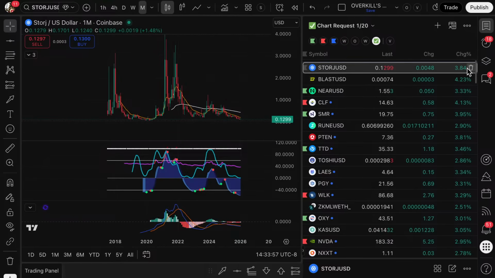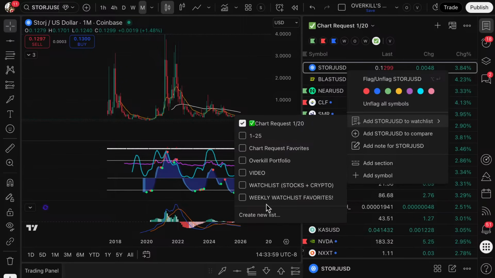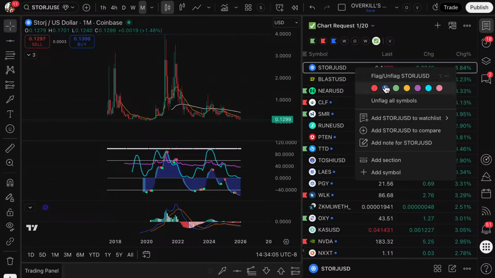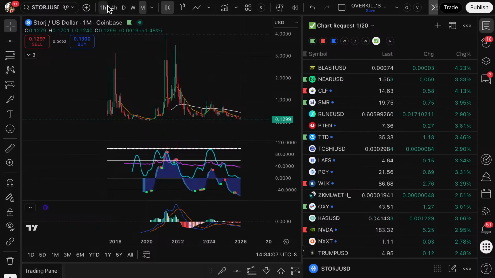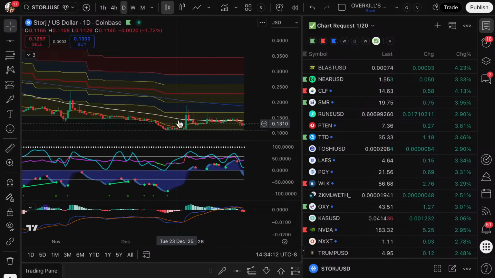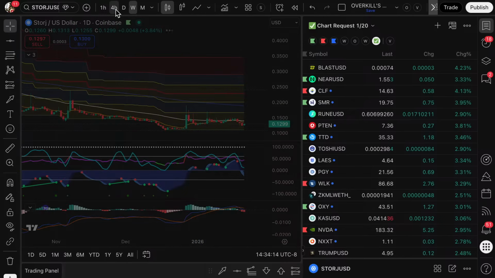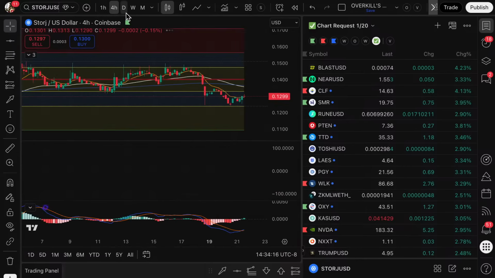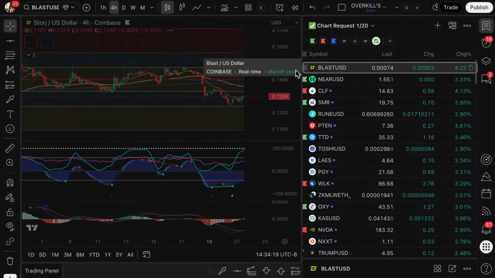So I really like STORJ. I'm actually going to add that one onto our watch list because I think it looks really good. Weekly watch list favorites. And I'm going to put that one on the green list. So if I was playing that one, I'd probably be looking for a daily alert. When the daily alert pops, I would take my position and I would let that puppy ride.